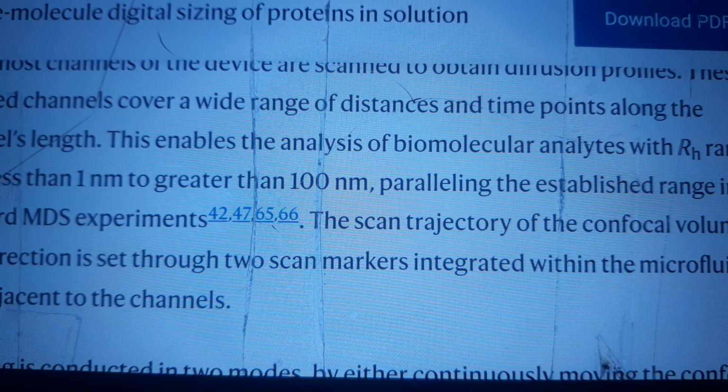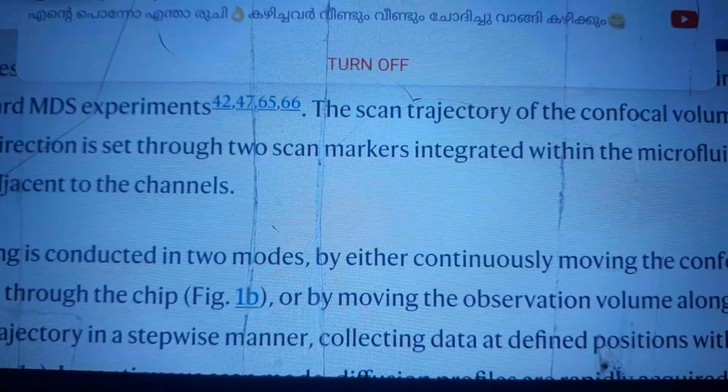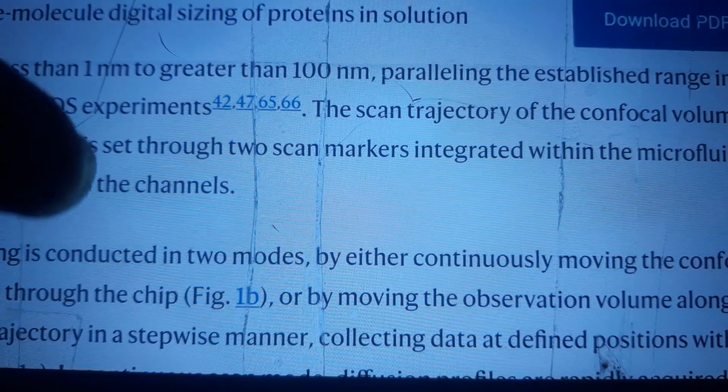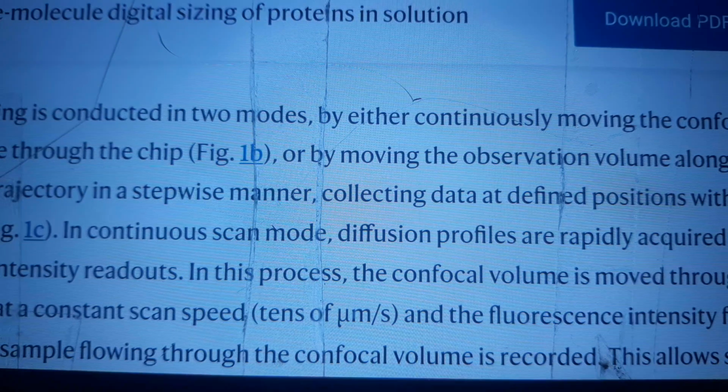The scan trajectory of the confocal volume in XYZ direction is set through two scan markers integrated with the microfluidic chip adjacent to the channels. Scanning is conducted in two modes, either by continuously moving the confocal volume through the chip, or by moving the observation volume along the same trajectory in a stepwise manner, collecting data at defined positions with each step.